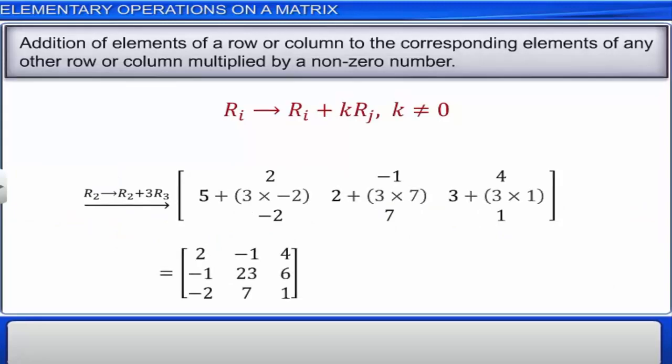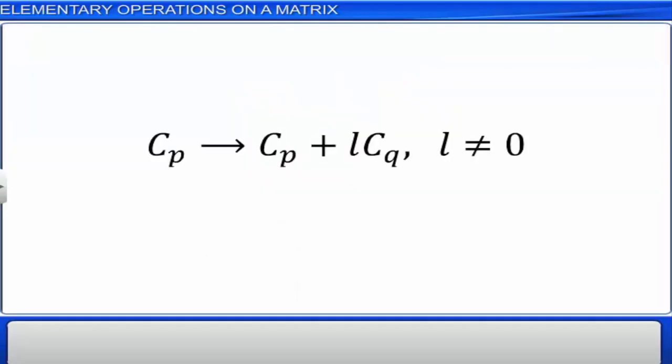A similar type of operation over the columns of a matrix is shown here. In this operation, we are replacing the elements of the pth column with the corresponding elements of the pth column, plus the elements of the qth column multiplied by a non-zero constant L.